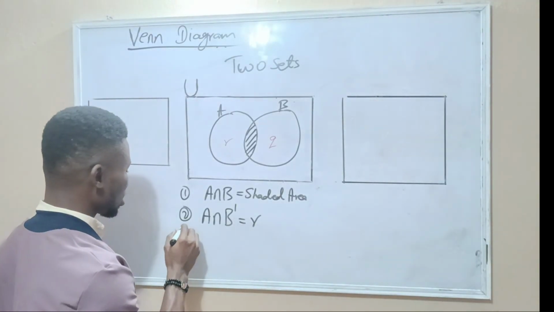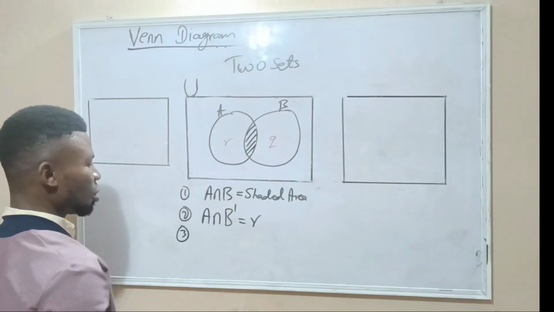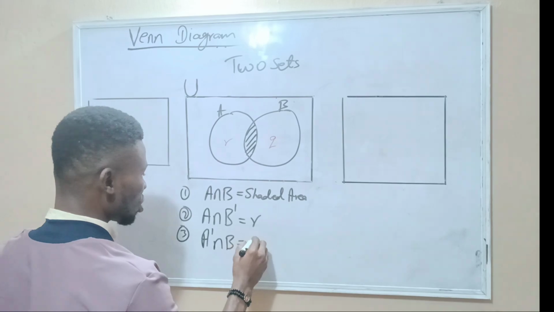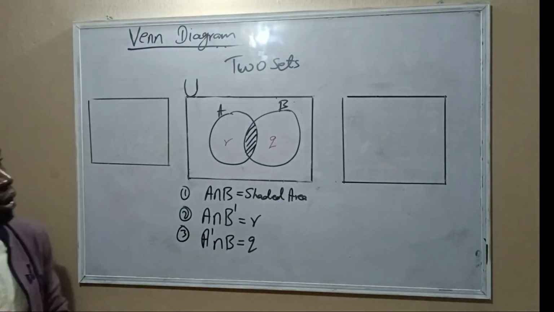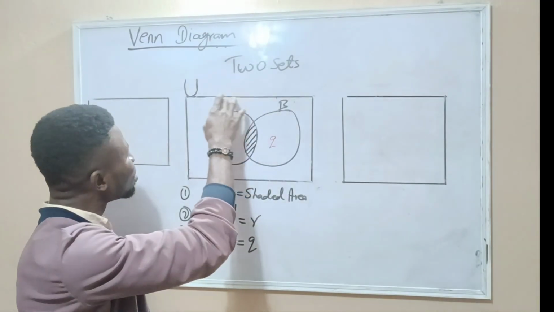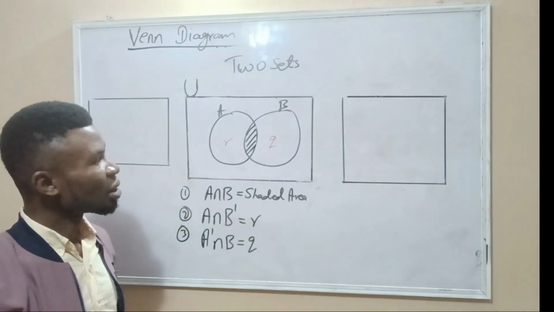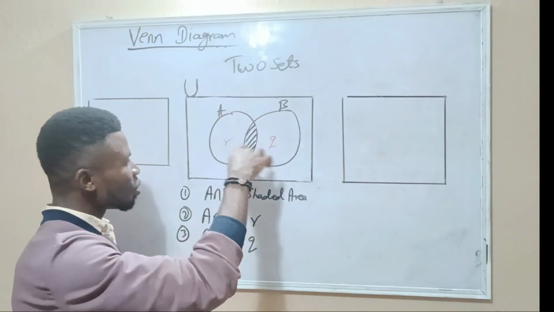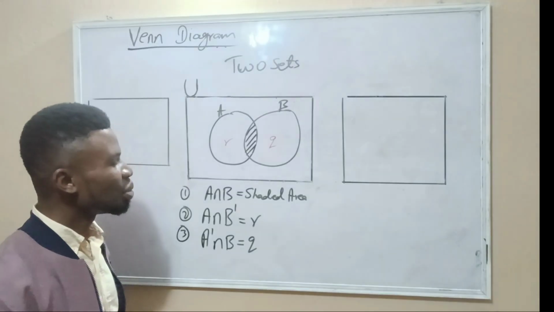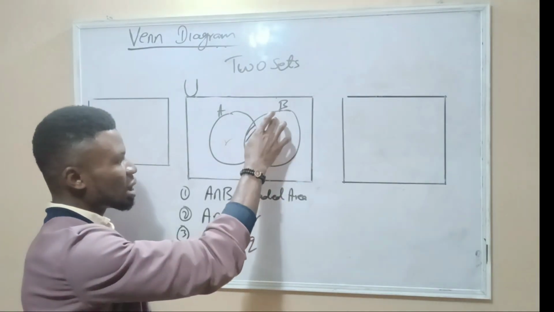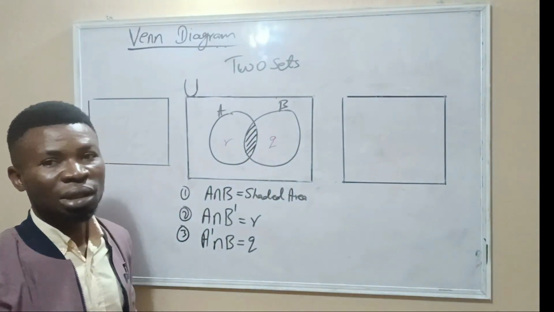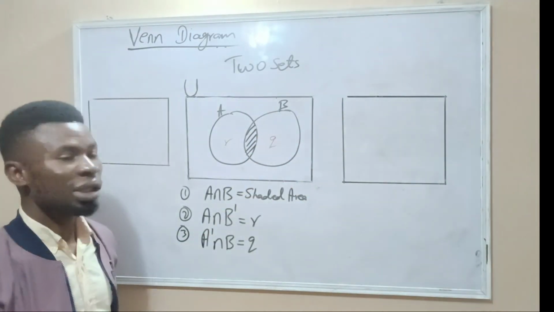Then if you want to get Q alone, that is A prime intersection B. Now we want to get this area alone. A prime is everything that is not in A, which includes even this side, everything that's outside, up to the universal set. But what makes it this area is that it is the intersection with what is in B. So everything that is outside A intersects everything that is in B. That is this Q. So that's how to get this Q alone.